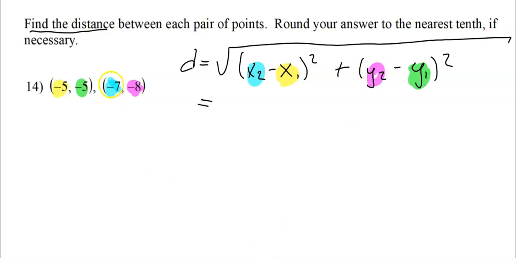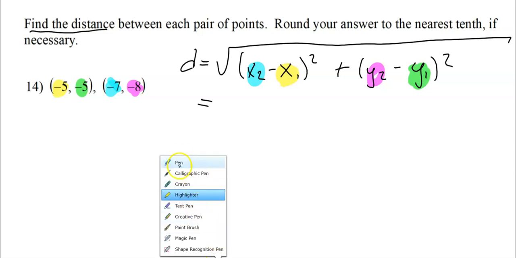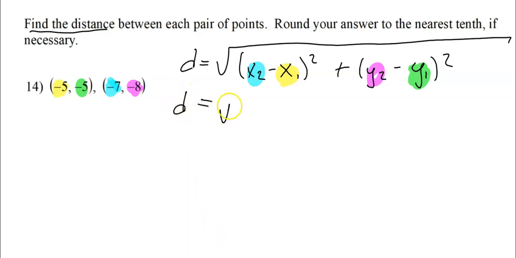Let's make this a little better. There you go. Alrighty, so let's go ahead and estimate the distance between these 2 points. Let's find that distance rounded to the nearest tenth.